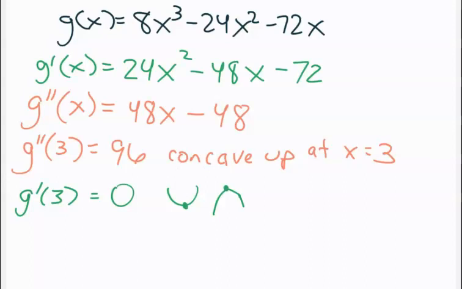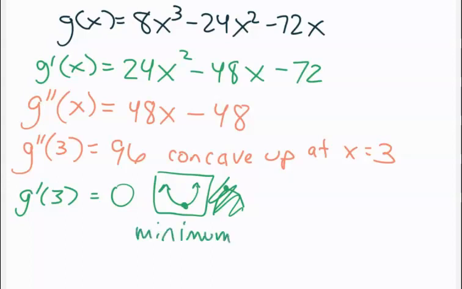Well, picture this: since we know it's concave up at this point, it looks like this, which automatically means it's got to be a minimum point. So we know it's a critical point, a place where the slope is 0. But to decide whether it's a top of a hill or bottom of a valley, since it's concave up, we know it must be the bottom of a valley. So x equals 3 is where the minimum occurs.